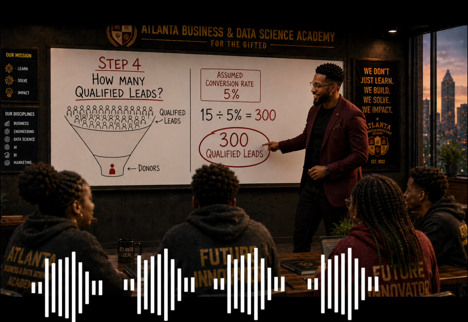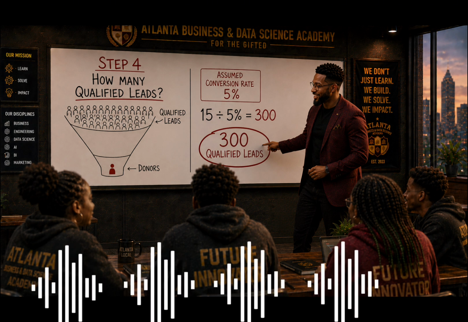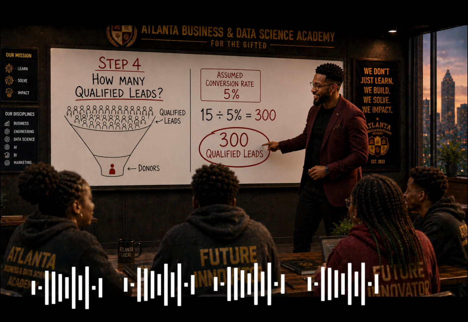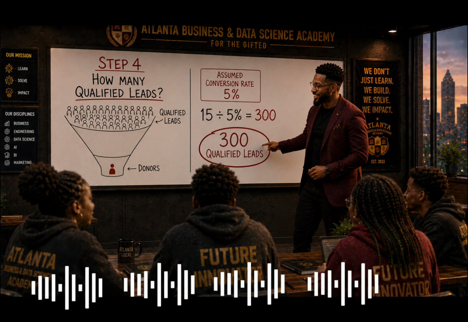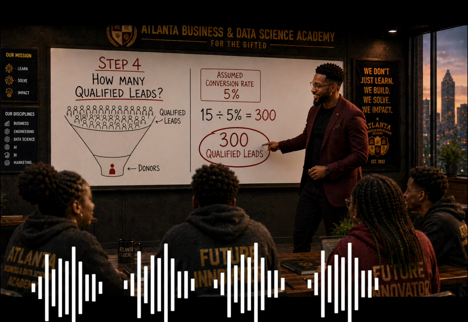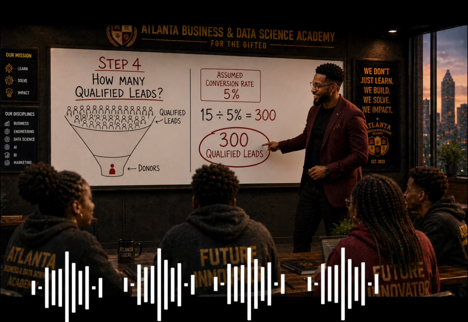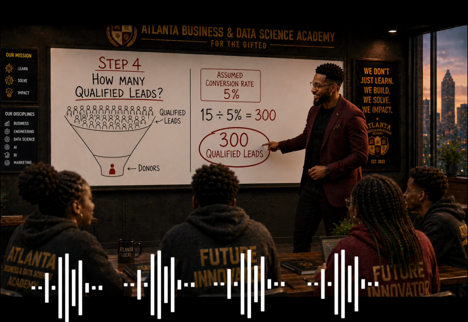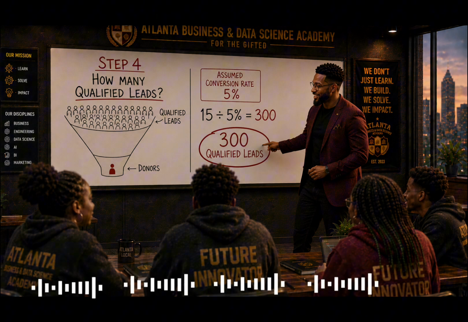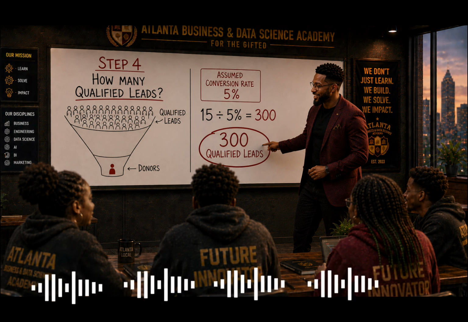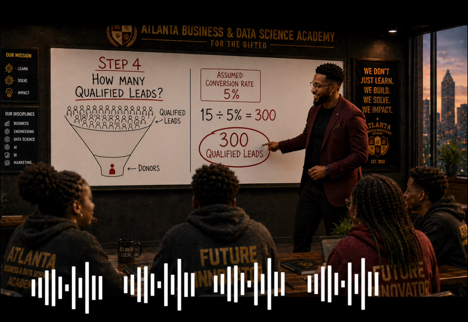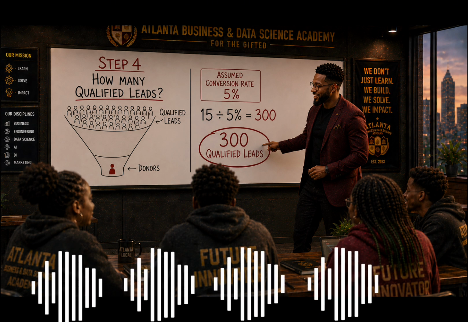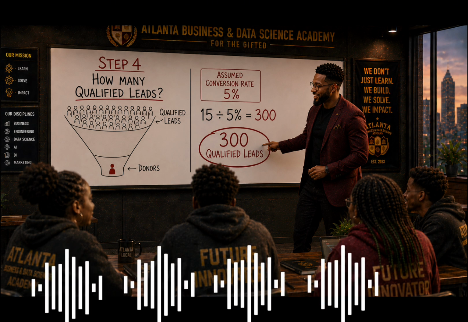But now we have another question. How many people do we actually need to contact to generate those 15 donations? Again, we don't have historical campaign data, so we make another assumption. Let's assume a 5% conversion rate. That means about 5 out of every 100 qualified prospects will become donors. So let's work backward. If we need 15 donations, and we expect 5% of our qualified prospects to donate, then we need to reach approximately 300 qualified leads.